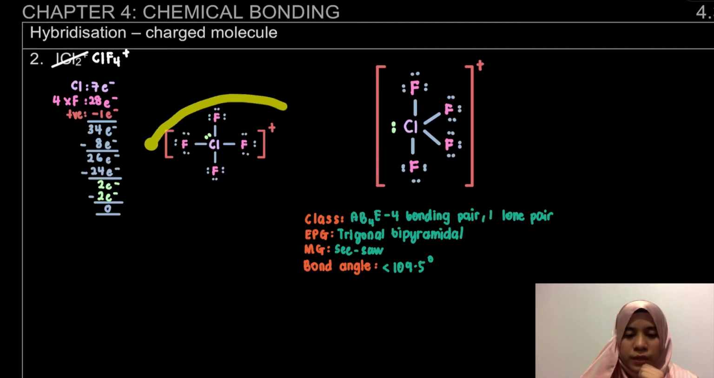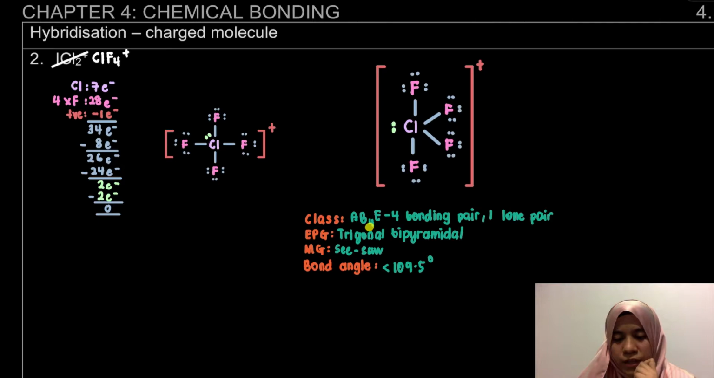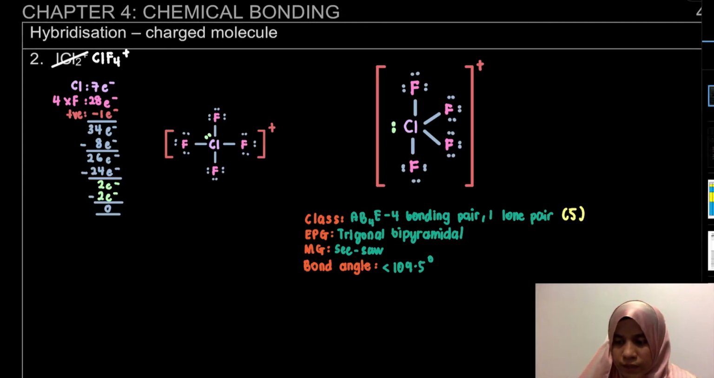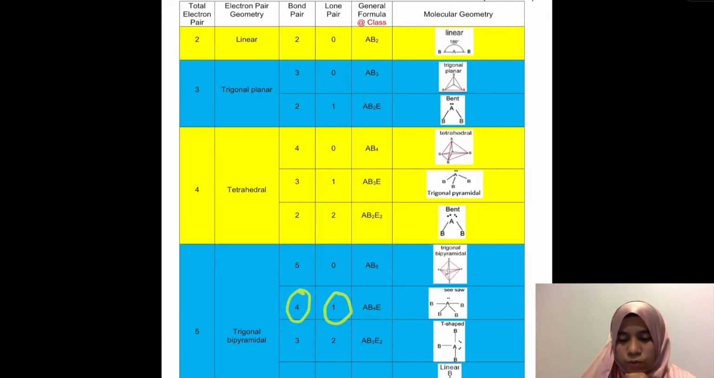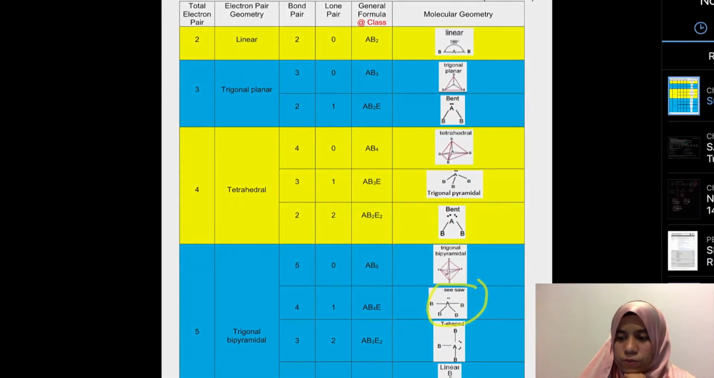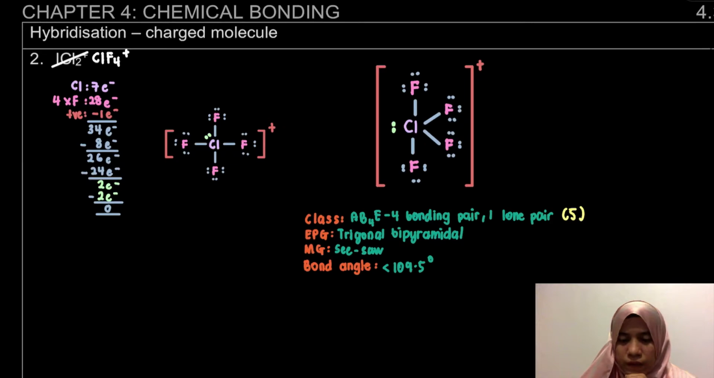Okay, so from here, I know my class. So, my class is AB4E, which is 4 bonding pair, 1 lone pair, where the total will be 5. So kalau 5, what will be the shape? Kita tengok balik summary. Kalau 5, originally dia adalah trigonal bipyramidal. But for that case, dia ada 4 bonding pair, 1 lone pair. So, it is actually a seesaw. That will be the molecular geometry. The bond angle will be less than 120 degree.